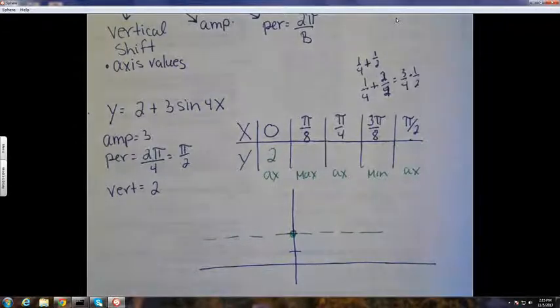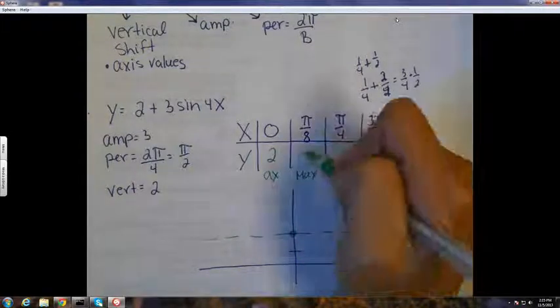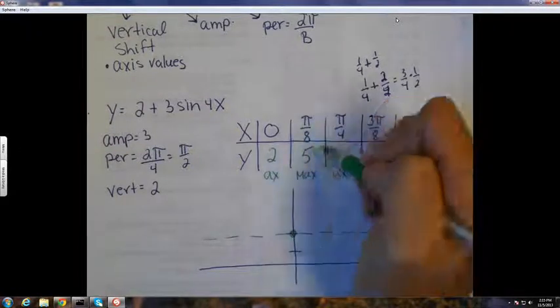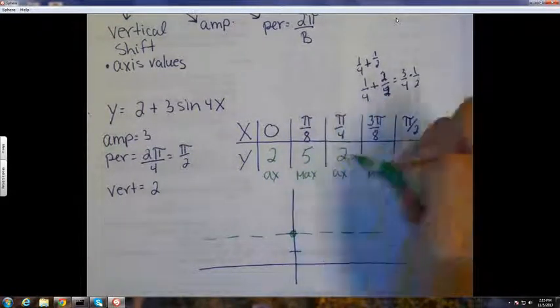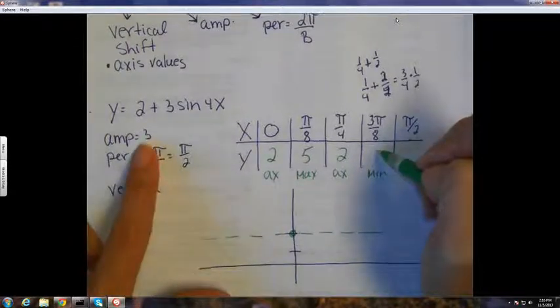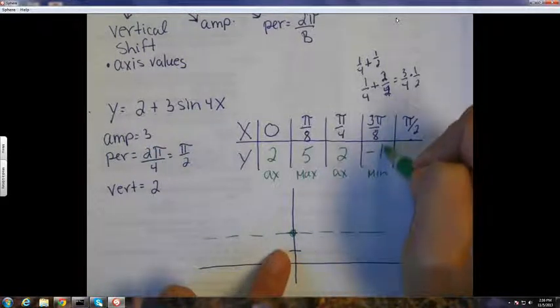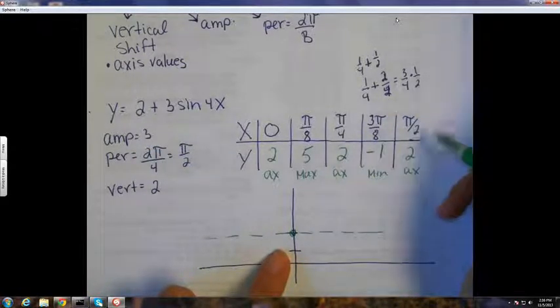What was the amplitude on this thing? 3. So from my axis, I got to go up 3. Where's that going to put me at? That's going to put me at 5. And then back down to 2. And then negative 3? Subtract 3 from 2. My amplitude is 3, so if I'm at 2, I'm going down 3.